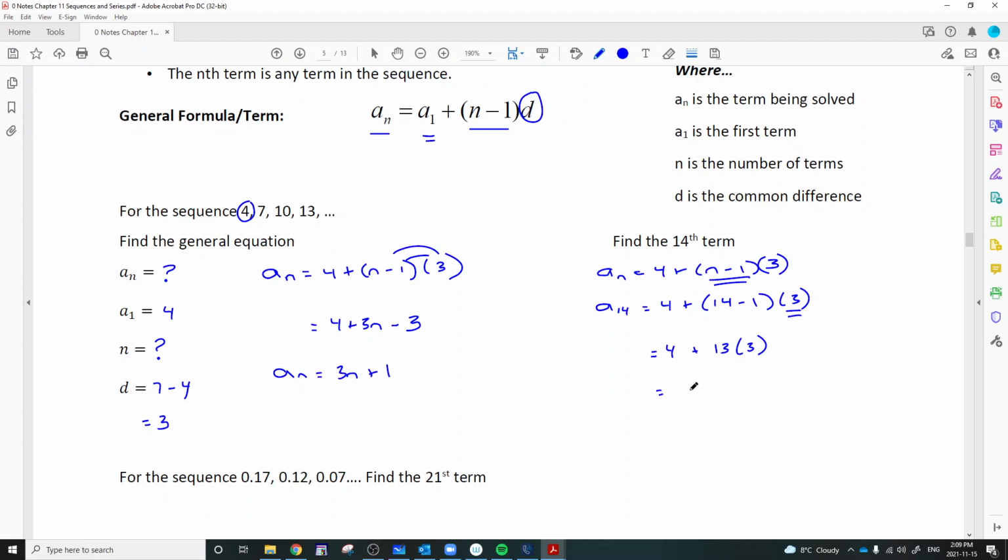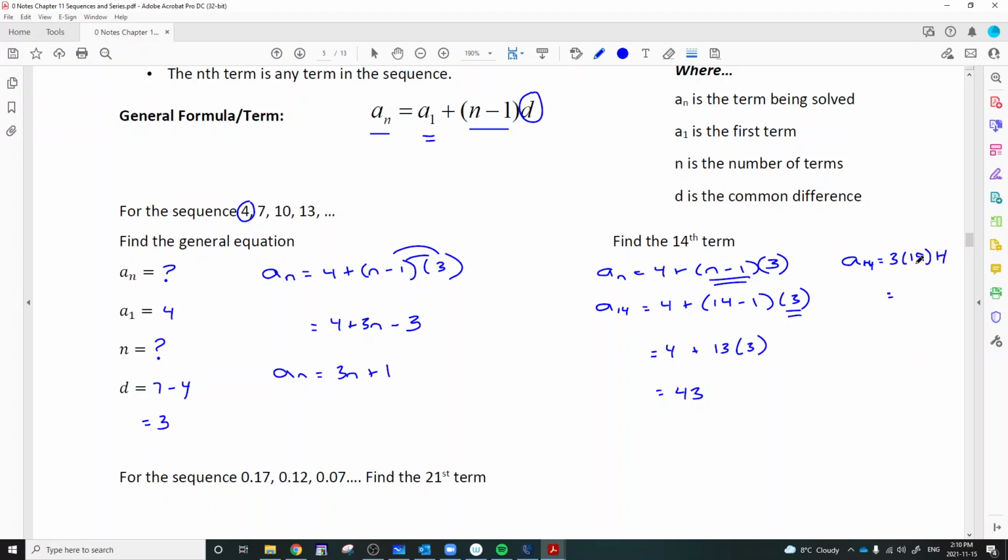So 4 plus 39 is 43. I had to think about that one for a second. Okay, so you could do that. I mean, if you wanted to use the other formula, you're going to get the same answer because this is just the simplified form. So if you're finding the 14th term, you could do 3 times 14 plus 1.